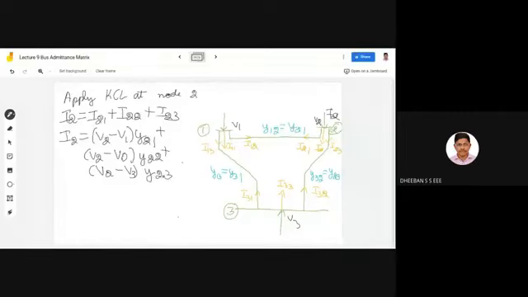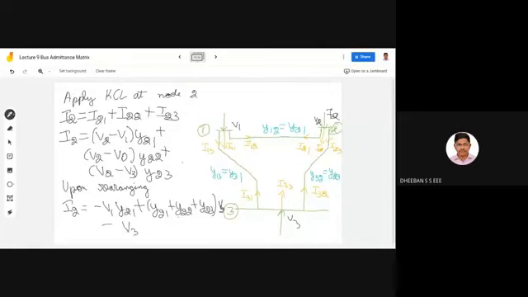Okay, so upon rearranging, as per the previous case, we'll get I2 equal to minus V1 Y21, plus (Y21 plus Y22 plus Y23) into V2, minus V3 into Y23.